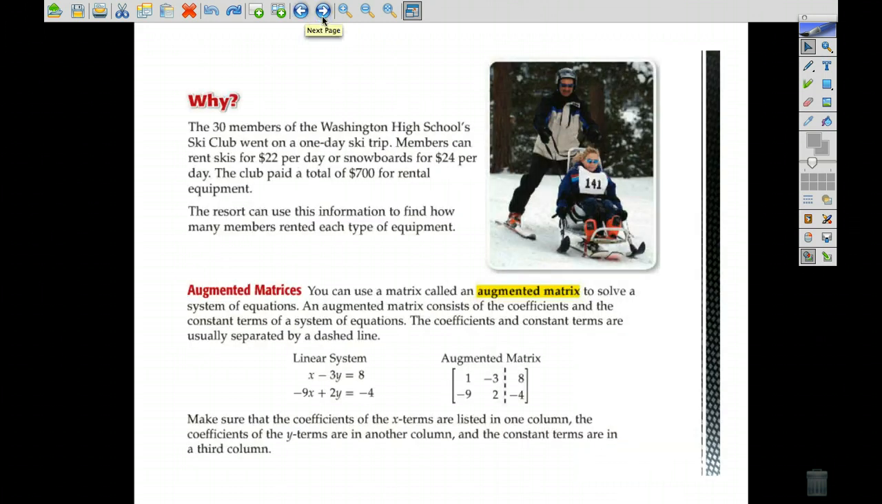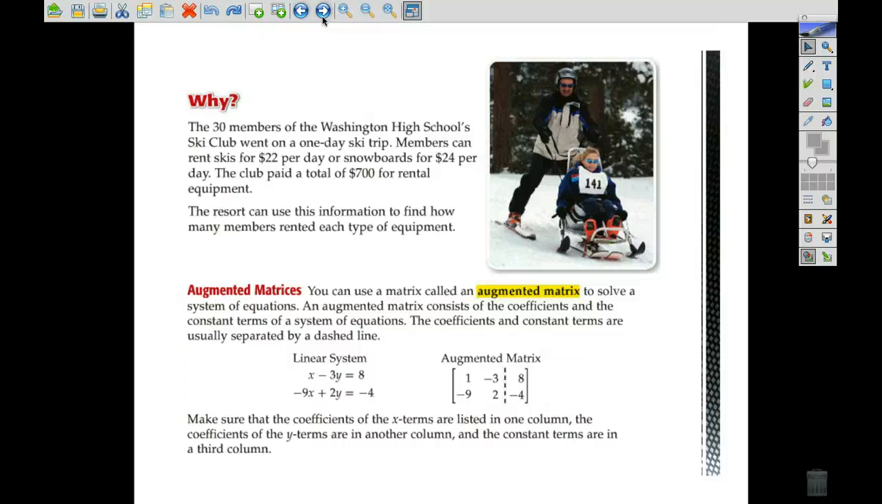So let's say 30 members of the Washington High School Ski Club went on a one-day ski trip. Members can rent skis for $22 per day or snowboards for $24 per day. The club paid a total of $700 for rental equipment. The resort can use this information to find how many members rented each type of equipment.